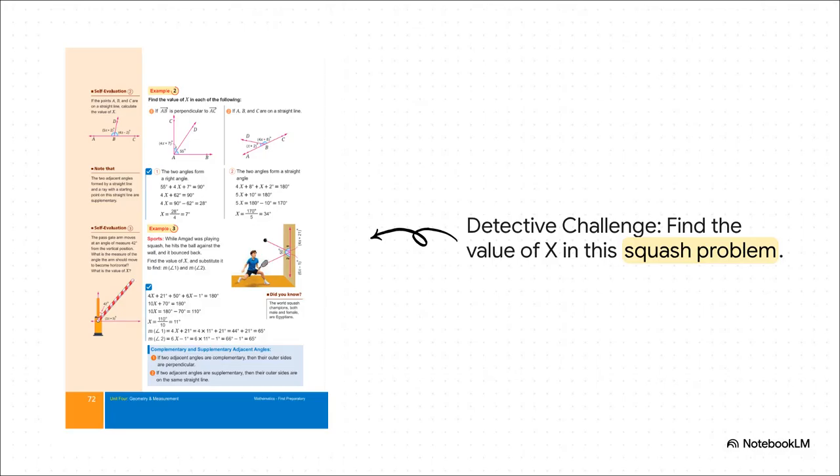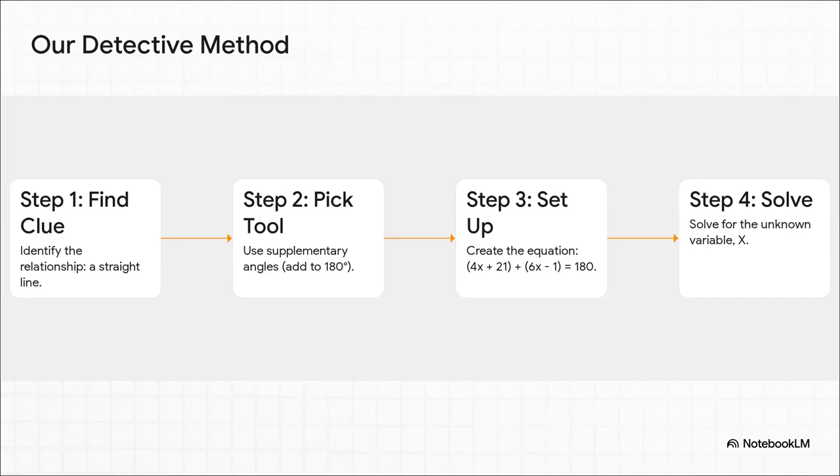Okay, time for our first case. We've got a diagram here of a squash ball hitting a wall, and we need to find the value of x. So, put on your detective hat and take a close look. What's the big clue in this picture that tells you which tool to use? Did you spot it? The clue is that straight line. If you did, you are exactly right. That's our big giveaway. It tells us we need to pull out our supplementary angles tool, which means these two angles have to add up to 180.